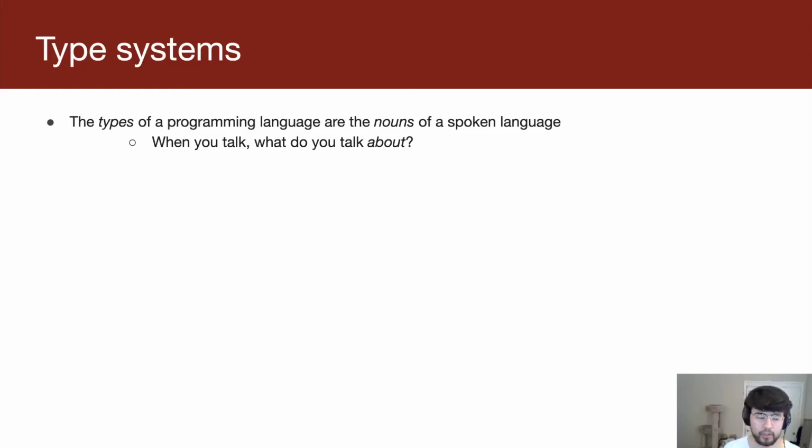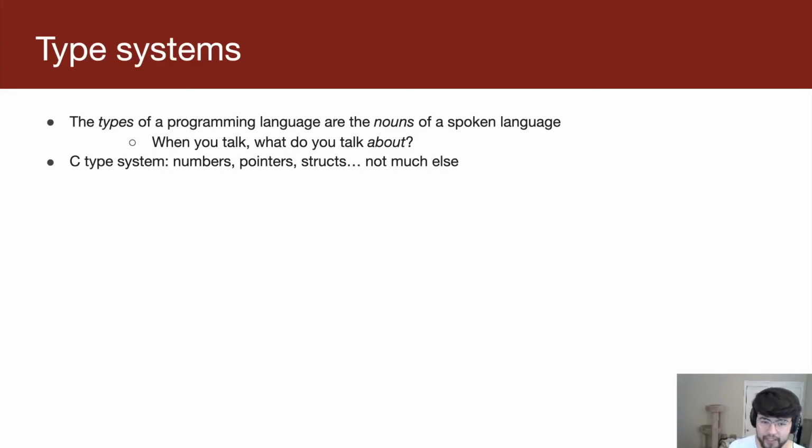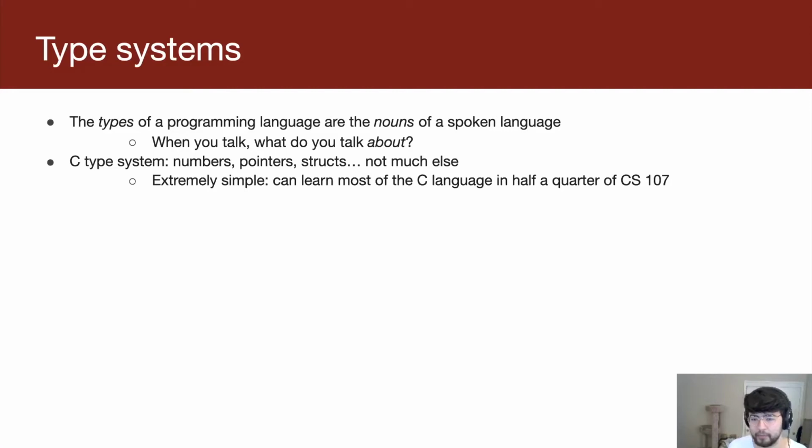In a programming language, you have ints, and you talk about ints in your programming language. You're like, okay, this function takes an int, it returns an int. The C type system has numbers, pointers, and structs. There's not that much else. When you write a C program, this is what you're talking about, and maybe functions too. So you have a function that takes a number and it returns a pointer and allocates some memory, and that's mostly all there is to it. It's very simple. You can learn basically the entire C language in half a quarter of CS 107.